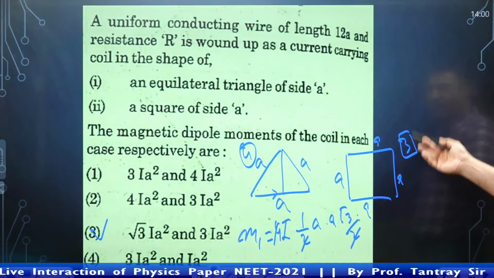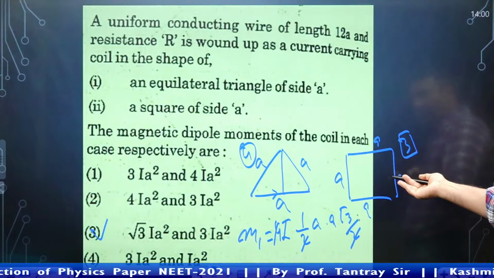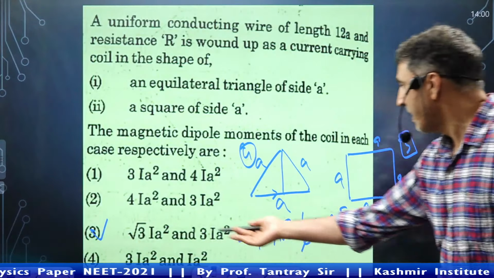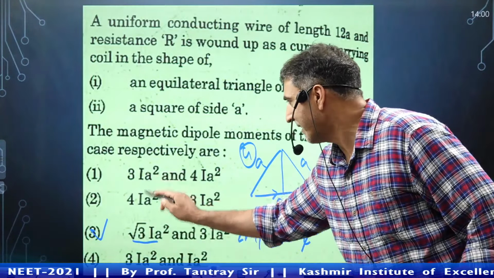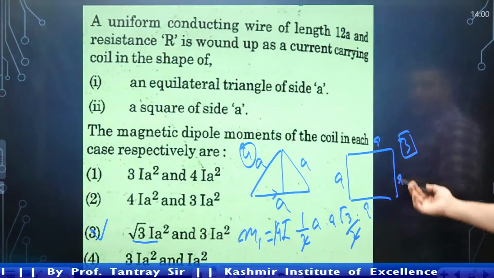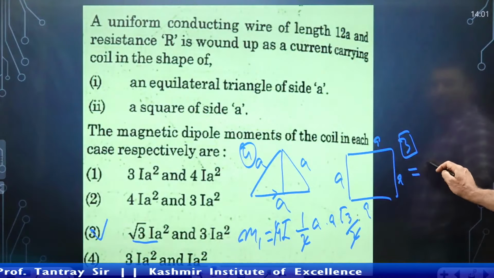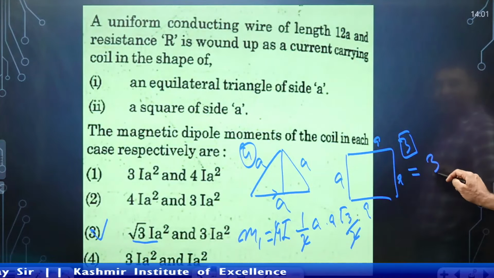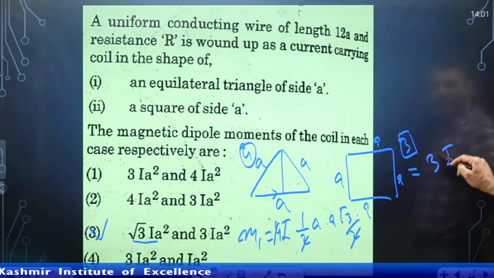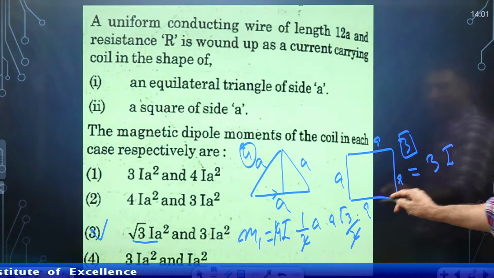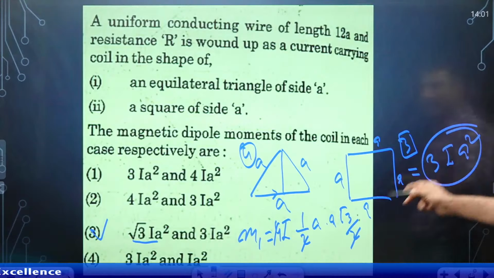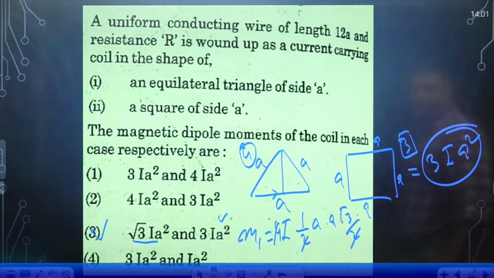You don't need to find this because root 3 A square I is the first choice, and in the other it is not. If you want me to, I'll find this. It is 3 times I into A into A, area A square. That is the second one. That's the answer.